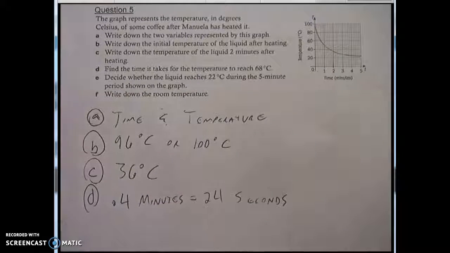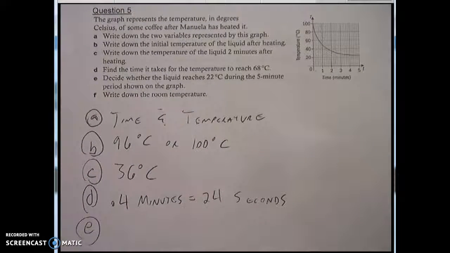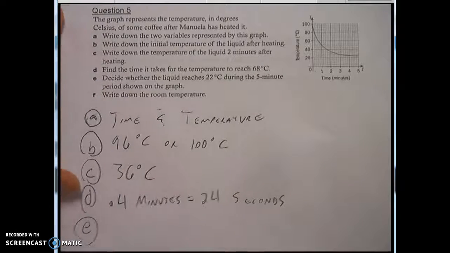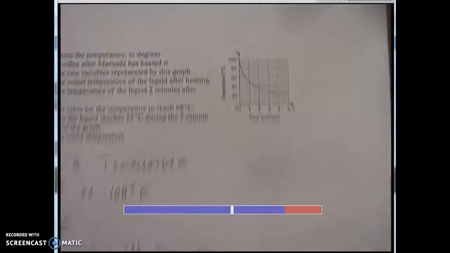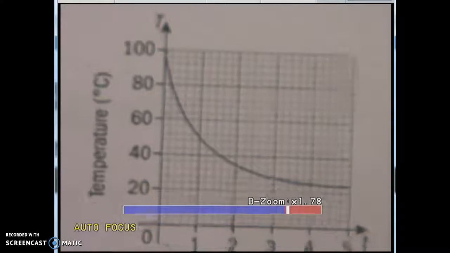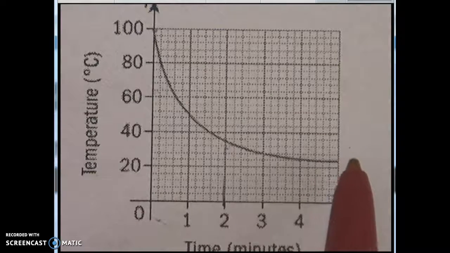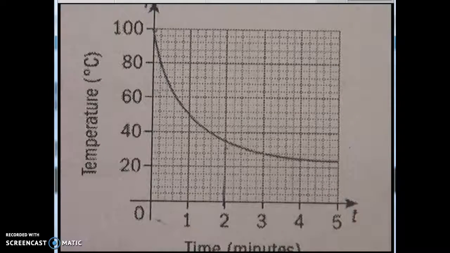Part E says decide whether the liquid reaches 22 degrees Celsius during the 5-minute period shown. Like I said, each box on the left is worth 4 degrees, so it looks like this thing gets real close to 24 degrees, but not 22.